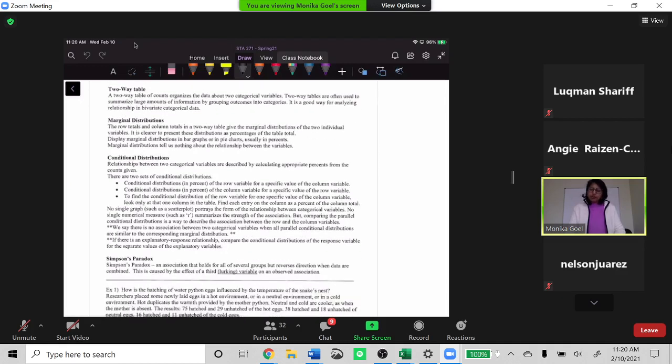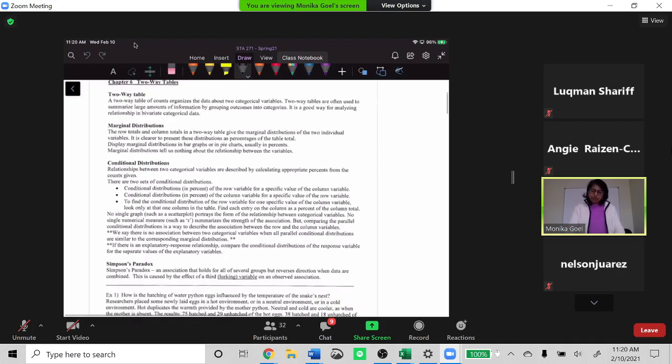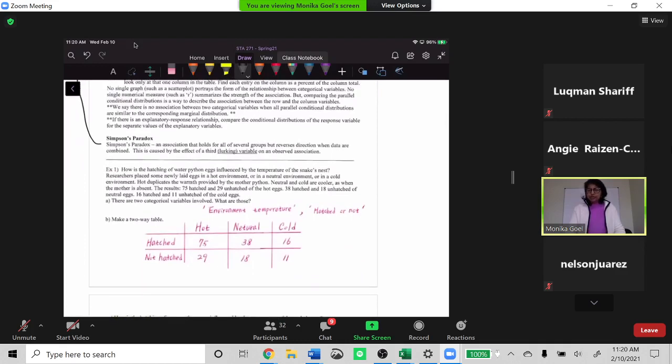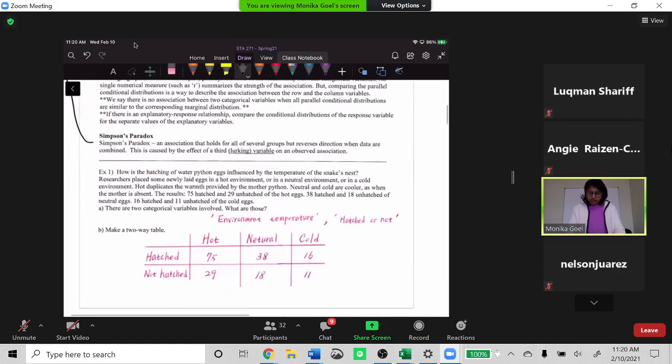So if you look on Stat 108 chapter notes, small definition, or you can say the summary of two-way table is provided here. And just quickly look at the examples to understand what marginal distribution is, what conditional distribution is. And these examples are very similar to what we just did on the slide. So here is an example.